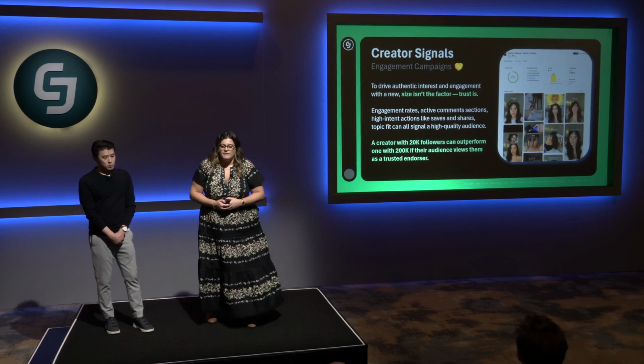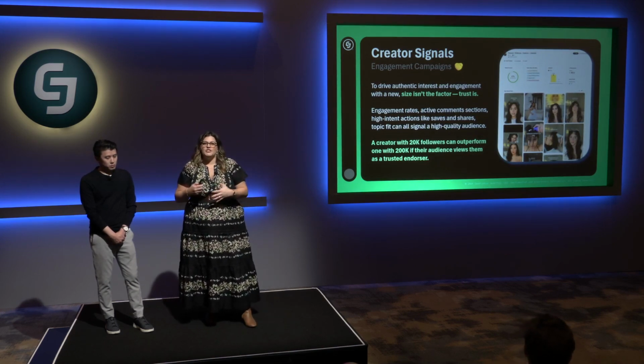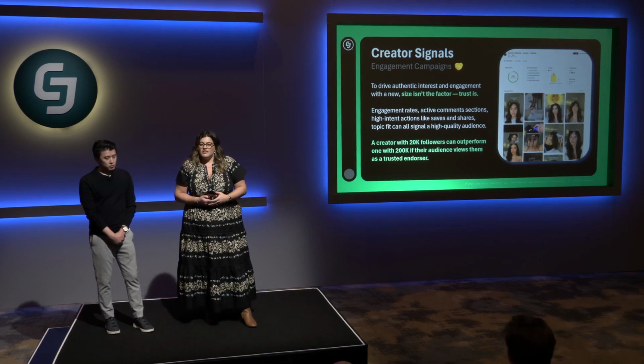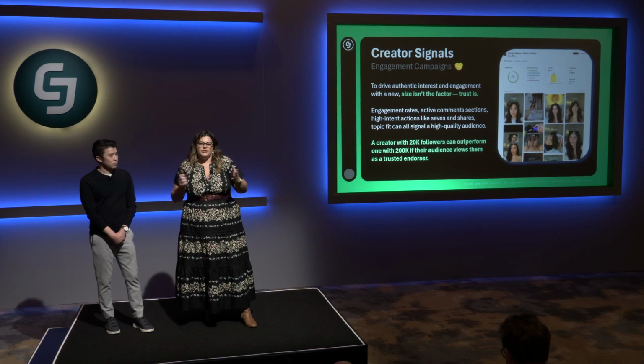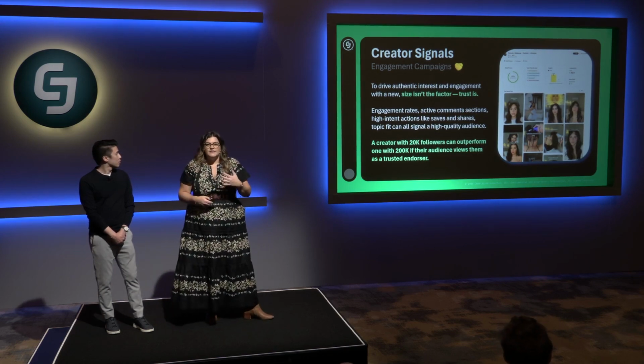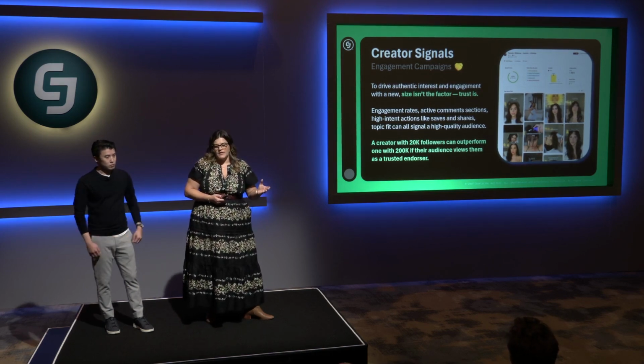If we go down the funnel a little bit, if you're looking to really engage new audiences, drive genuine interest and consideration of your brand, we're not going to look at follower count so much. It's really about trust. So metrics like engagement rate, active comment sections, high intent engagements, that's all going to signal a high quality audience for us.